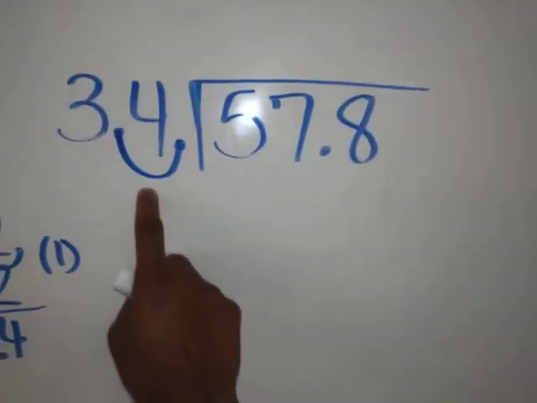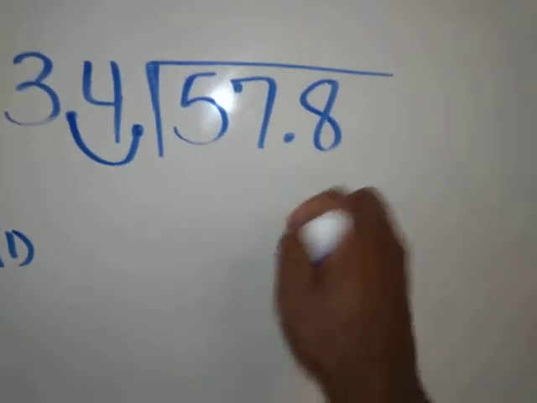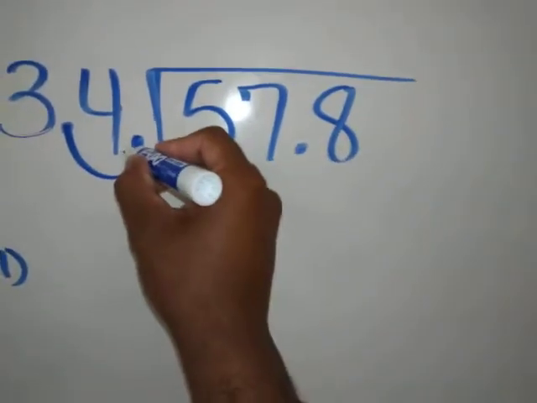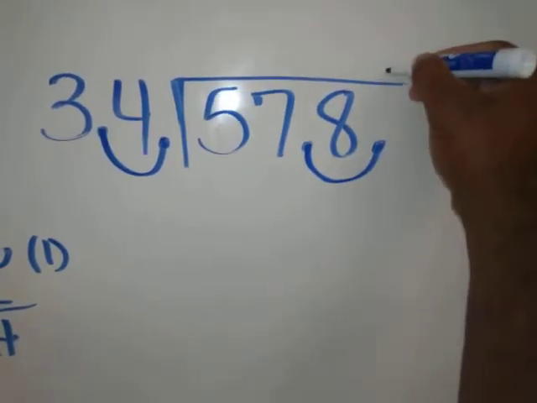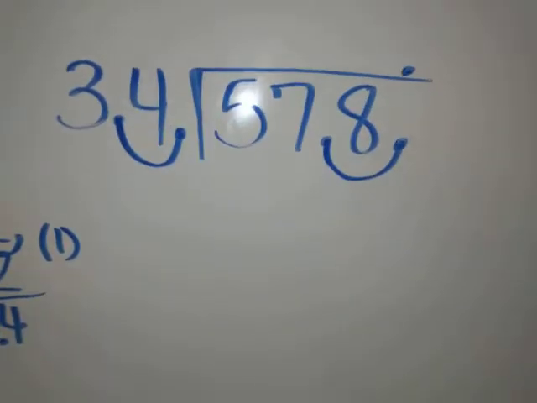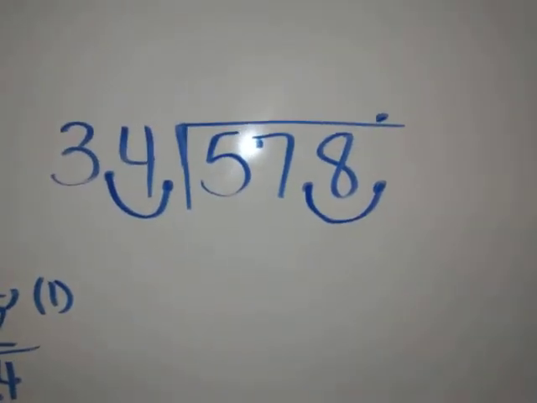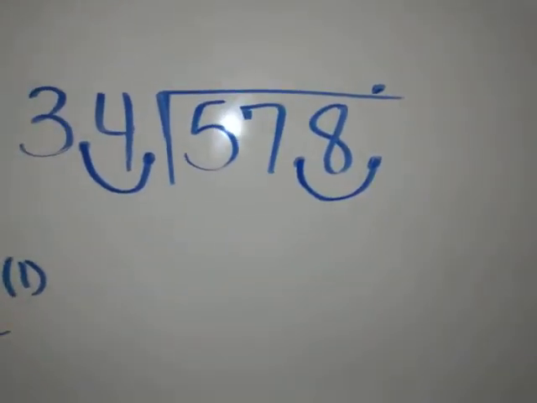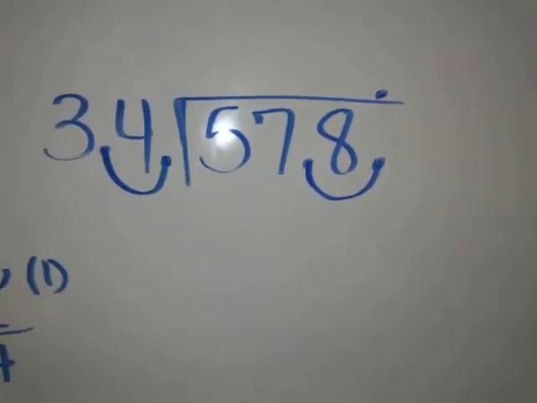And whatever you do outside with your divisor, you also have to do with your dividend inside. So we moved it one place here on the outside. We also need to move it one place here on the inside. Then bring our decimal up, and now our decimal satisfaction has been completed. We can go ahead and divide as we normally would, just like the last problem we just completed. Take care of the decimal first, which we did, and now divide like you normally would.